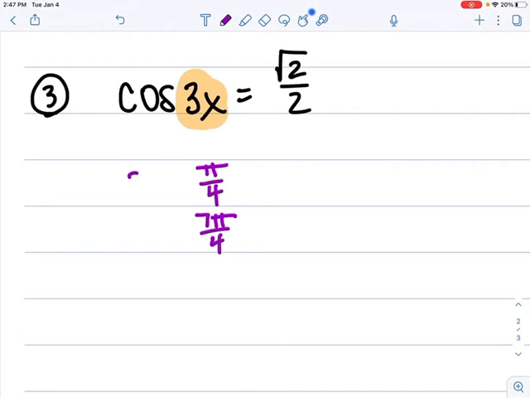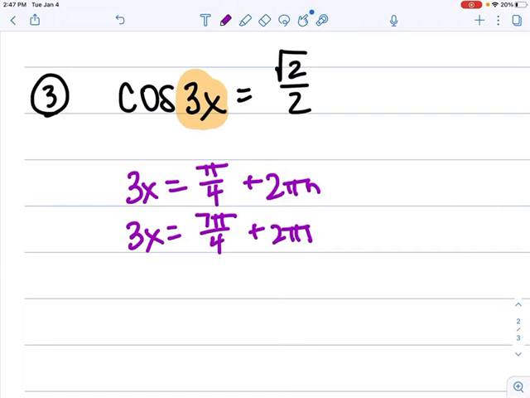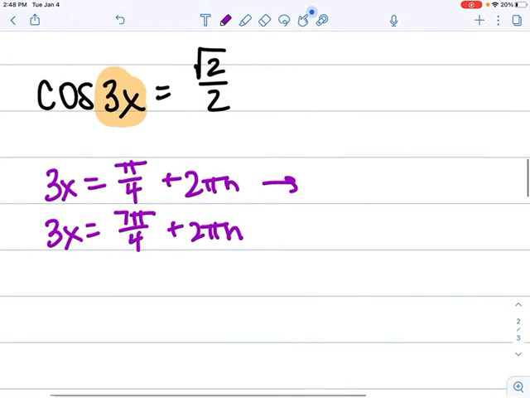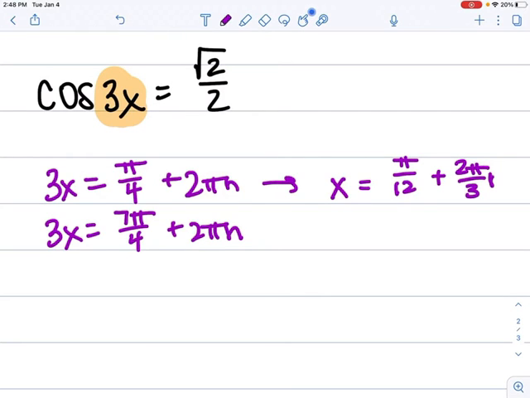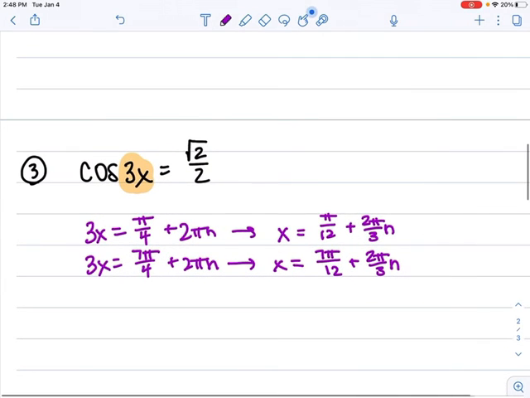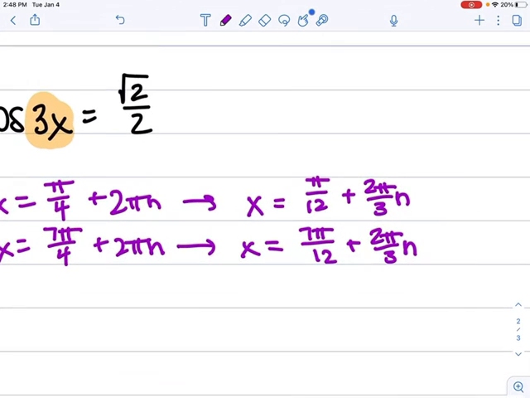So what we're going to say is our angle 3x equals those angles plus 2 pi n. Then at this point, we can divide by that 3. So we can take our solution to be x equals pi over 12 plus 2 pi over 3 n, and 7 pi over 12 plus 2 pi over 3 n.